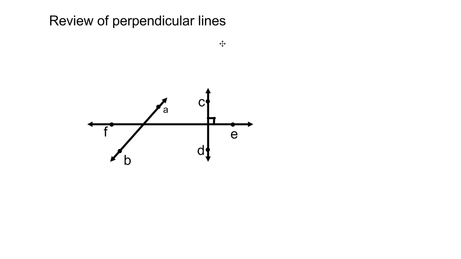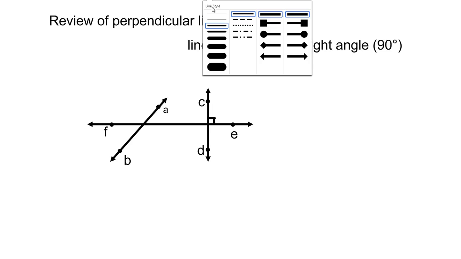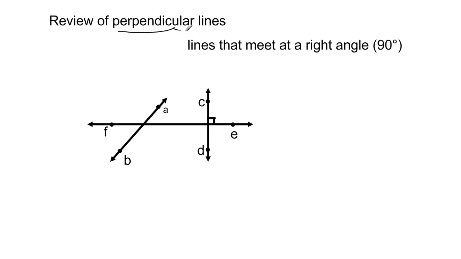Perpendicular lines are lines that, when they cross over, meet at 90 degrees, right? They make a right angle. Line EF intersects line AB, but it doesn't make a right angle. So these lines are not perpendicular to each other. EF, where it intersects CD, makes a right angle. So they're perpendicular. So terminology today just involves taking a look at and figuring out which lines are perpendicular.